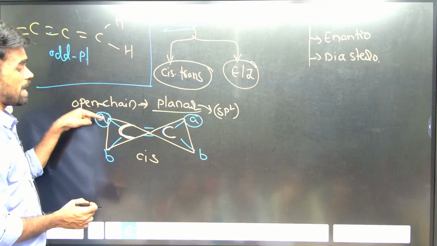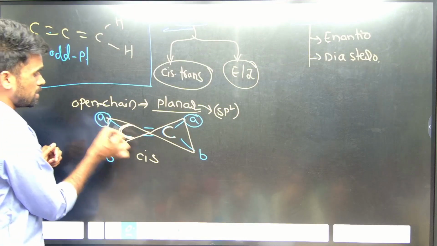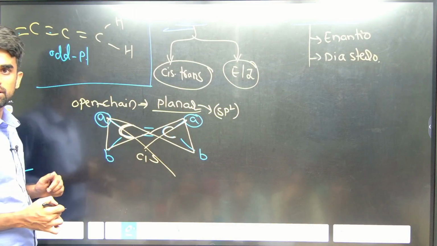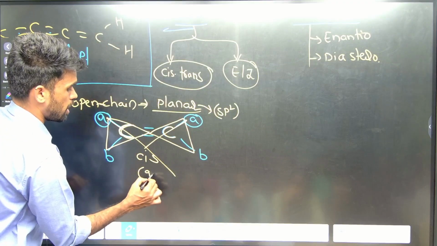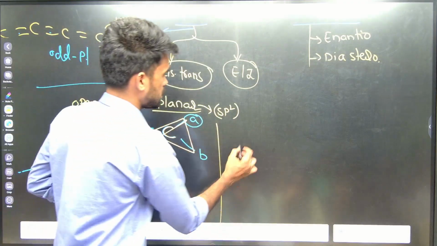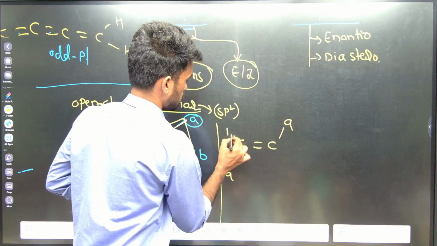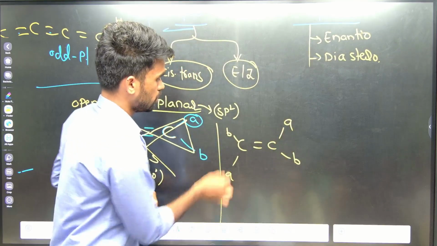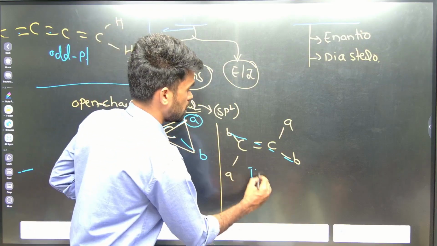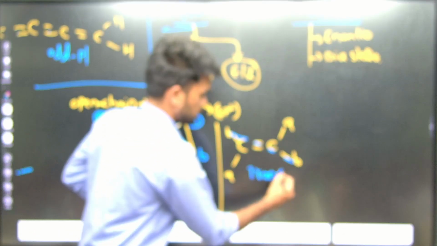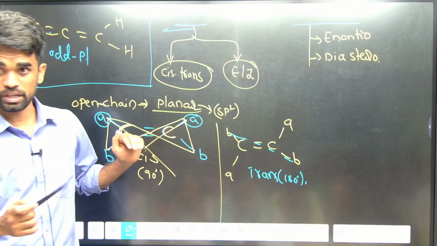Now what is the angle you can expect between A and A? Something like this. 90 degrees, perpendicular. So cis means you should have about 90 degrees. And when I say trans, see, exactly 180 degrees you can say. So these are called what? Same groups, opposite side: trans. Okay, up to here everyone?